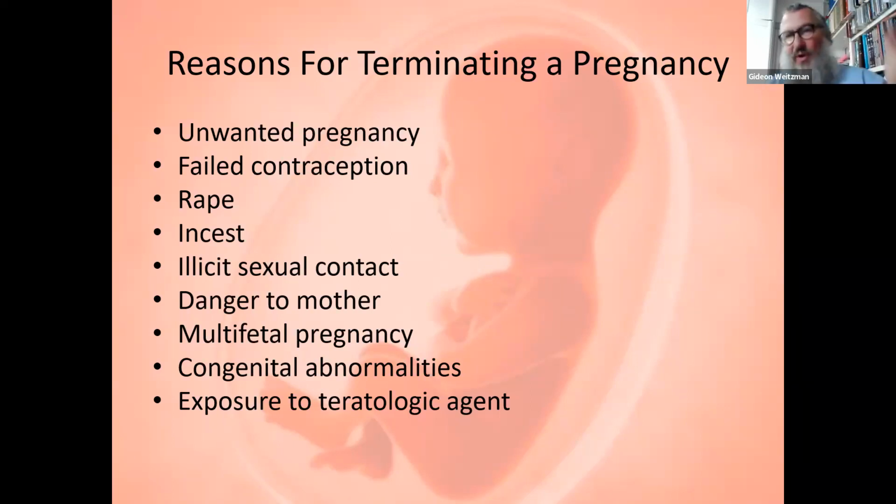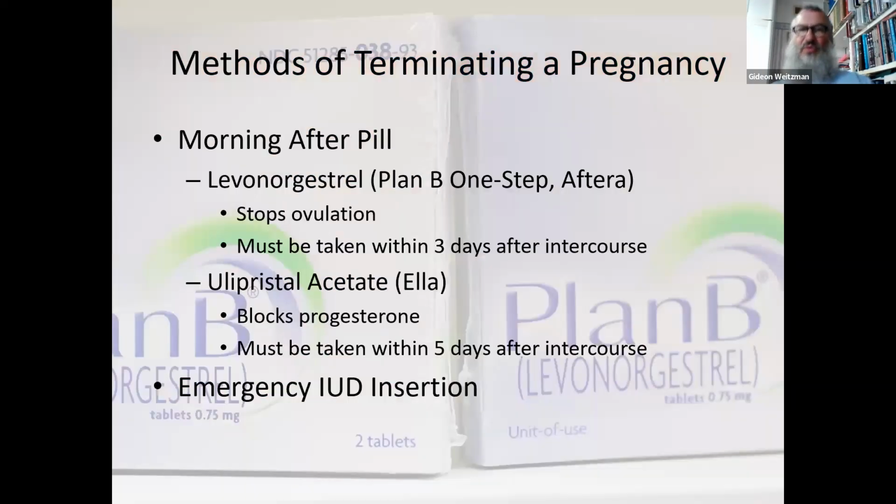So what are the reasons for anyone to terminate pregnancy? Everybody thinks it's only unwanted pregnancy. It could be lots of other reasons. It could be a failed contraception, of course, cases that are issur, rape, incest, illicit sexual contact, danger to the mother, which is also an issue that is very important, and we're going to speak about it in a moment. Multifetal pregnancy. We spoke already about multifetal pregnancies, about their danger. It could also be, of course, what's the most common for the dayanim and the poskim, the congenital abnormalities, and of course also exposure to teratologic agents, exposure to things during pregnancy which are potentially harmful.